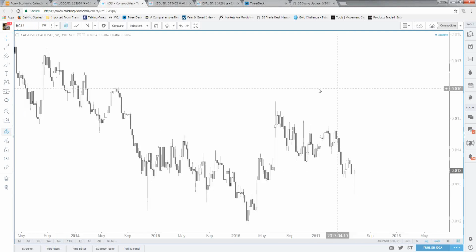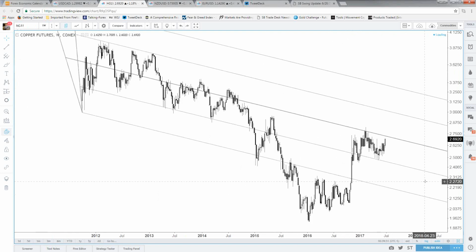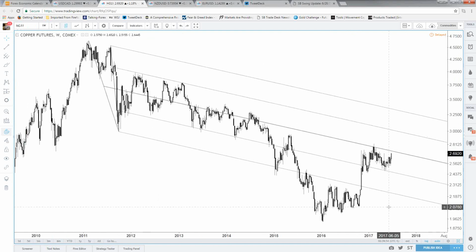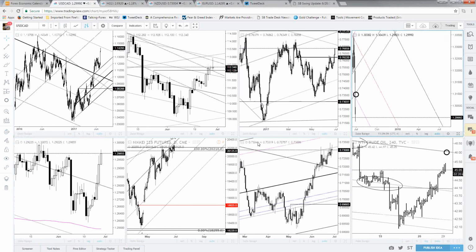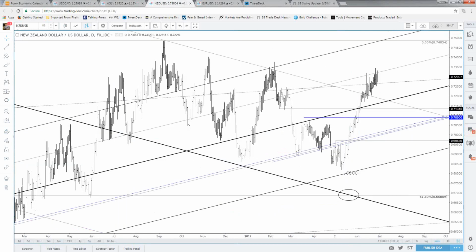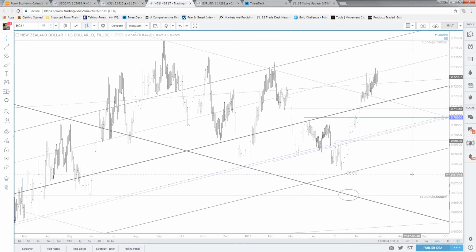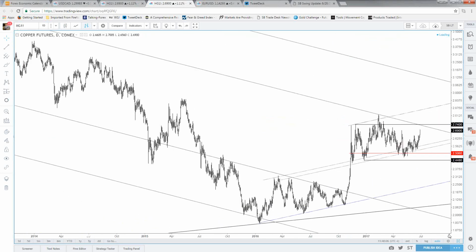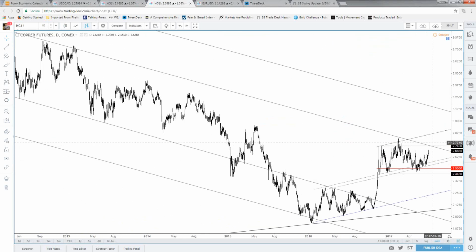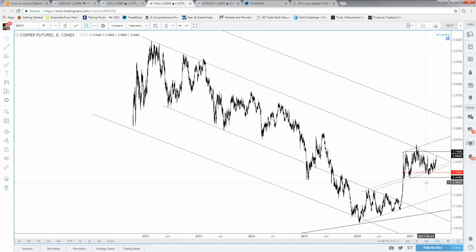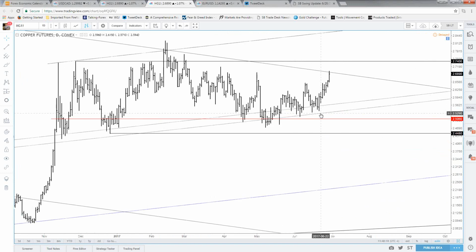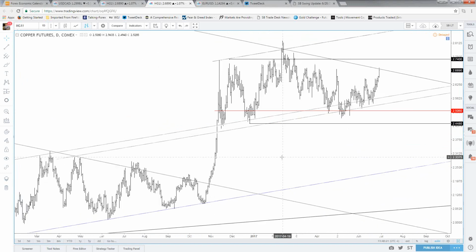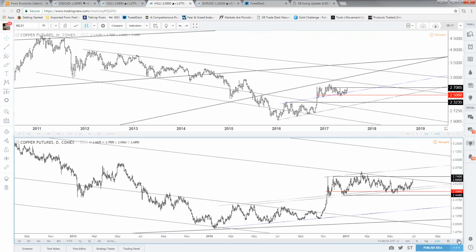All right, and then let's look at copper. Copper looks really good. It's going for another test up here, up at 274. Here's your daily chart. I mean, this is the chart. How long have we looked at this thing? Forever. Every time it comes into here, it's a buy, right? Every time it gets up here, it's a sell.